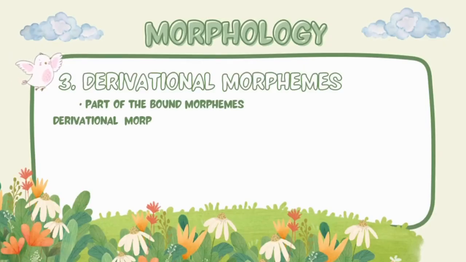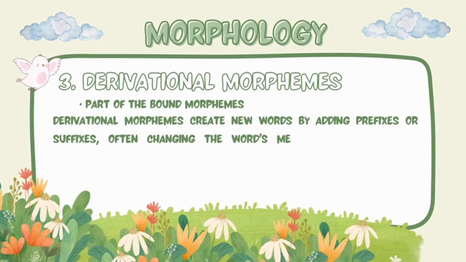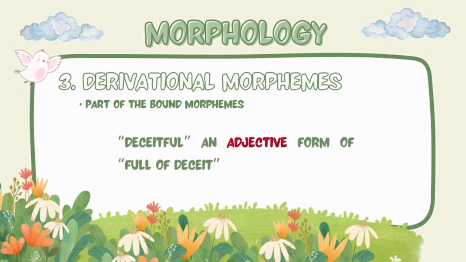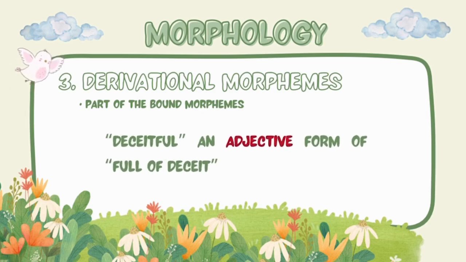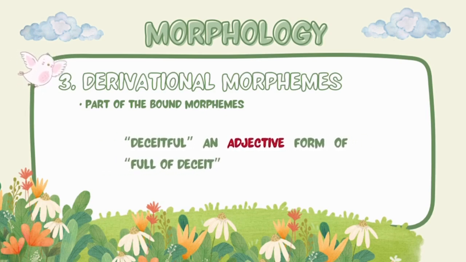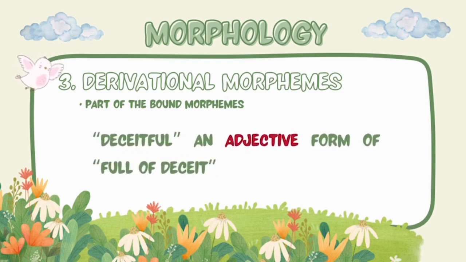Next is derivational morphemes, also part of the bound morphemes. Derivational morphemes create new words by adding prefixes or suffixes, often changing the word's meaning or grammatical category. For example, in "deceitful" from the poem, the base word "deceit" takes the suffix "-ful" to form an adjective meaning full of deceit. This shows how adding a derivational morpheme changes a noun into an adjective.